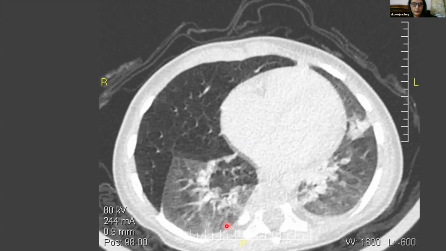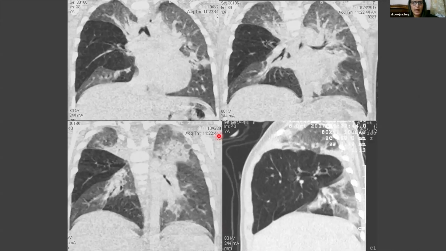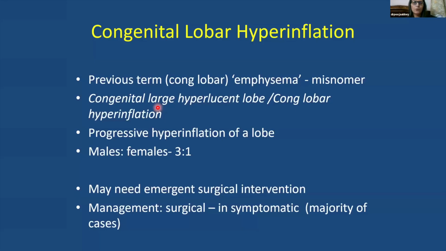So okay, some coronal and sagittal images like I showed before. So that is the right upper lobe. This is the fissure. This is the right lower lobe, and there is hyperinflation of the middle lobe. And probably a small area here in the lower lobe also appears slightly overinflated. Okay. So we're thinking we couldn't see a foreign body. So probably congenital lobar hyperinflation.